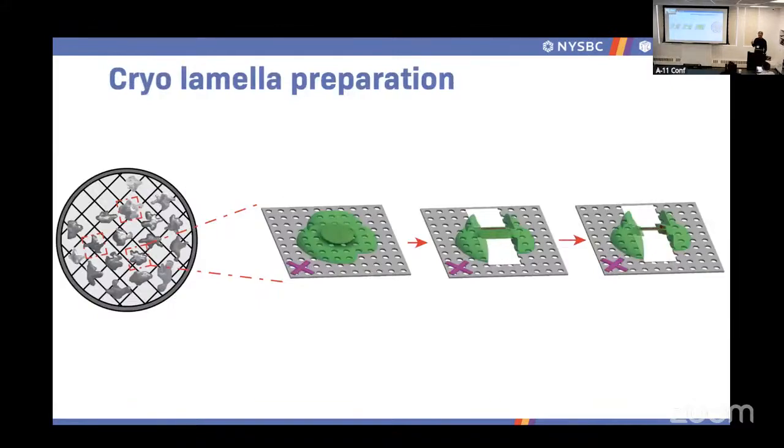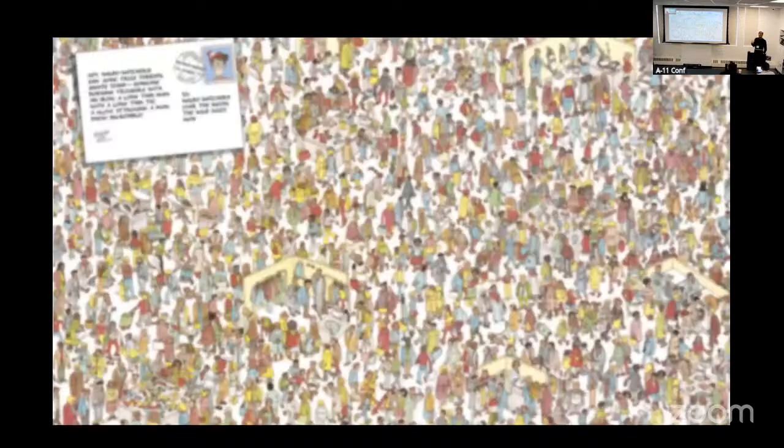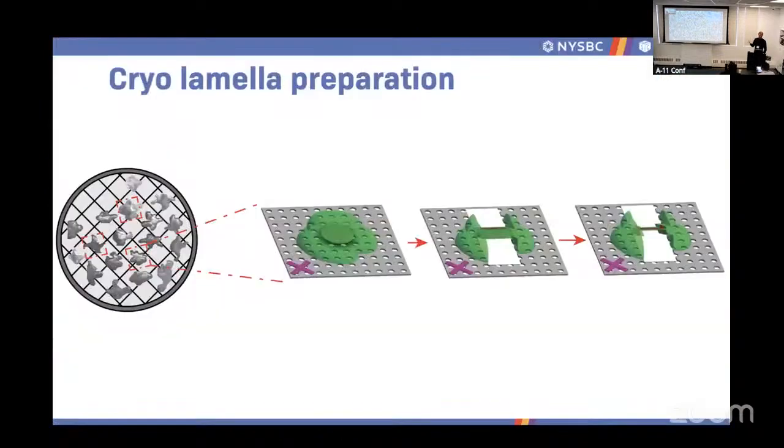Now, cryolamella preparation: if we want to explore how to optimize it, and where to optimize it, most importantly, let's start with this. This is your cell, right? Your cell is 20 plus microns thick, and you decide that you want to pick something somewhere in that cell. If you just shoot blindly, you probably miss it, because you're taking 200 nanometers out of 20 microns, or 10 microns, or however big.